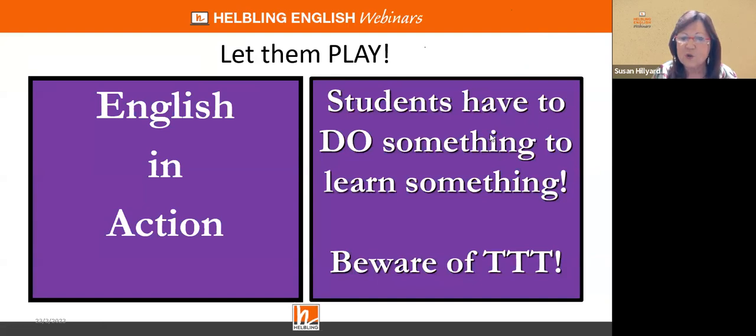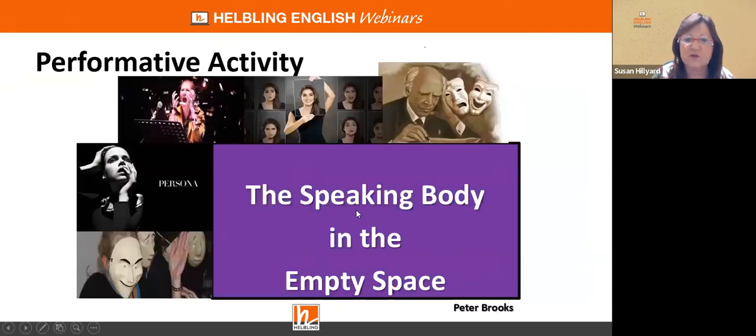Students have to do something to learn something. We teachers are often very, very talkative. We think we are paid to talk. Stop talking. Let the students do the talking. Let them use their speaking body in the empty space. We have an empty space in the classroom. We don't have a stage.